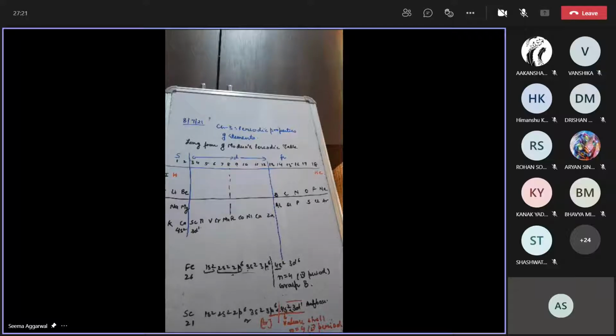So this is how we calculate, in the case of d block elements, to which group and to which period an element belongs. Okay, now let us take the case of copper. Who can explain it now? Any one of you, try to explain.